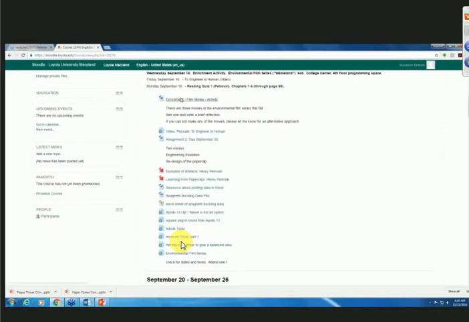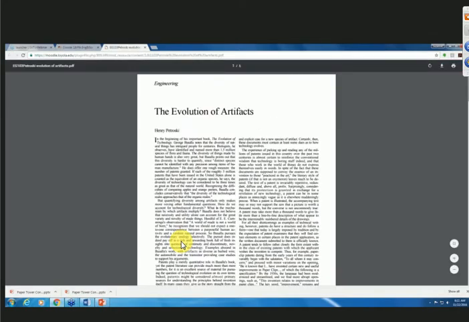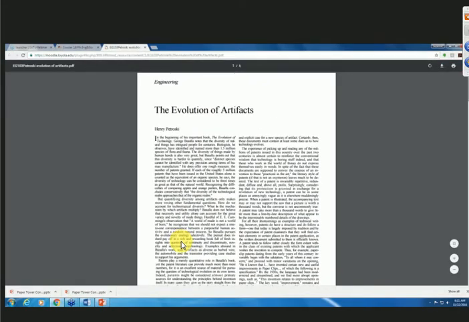Then another centerpiece for me in thinking about engineering design and for the course is Henry Petrovsky. Henry Petrovsky is a civil engineer from Duke University. He has written a number of books popularizing engineering, which is, of course, a fairly rare thing. And he writes regular columns in various magazines.